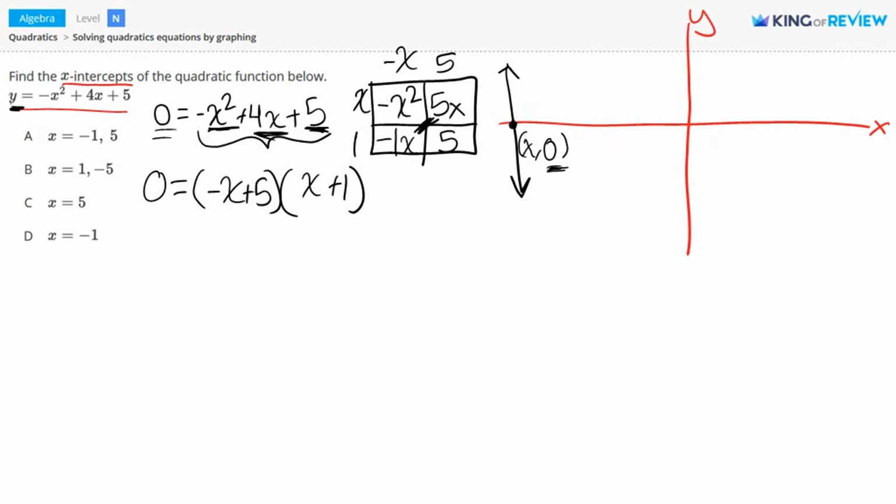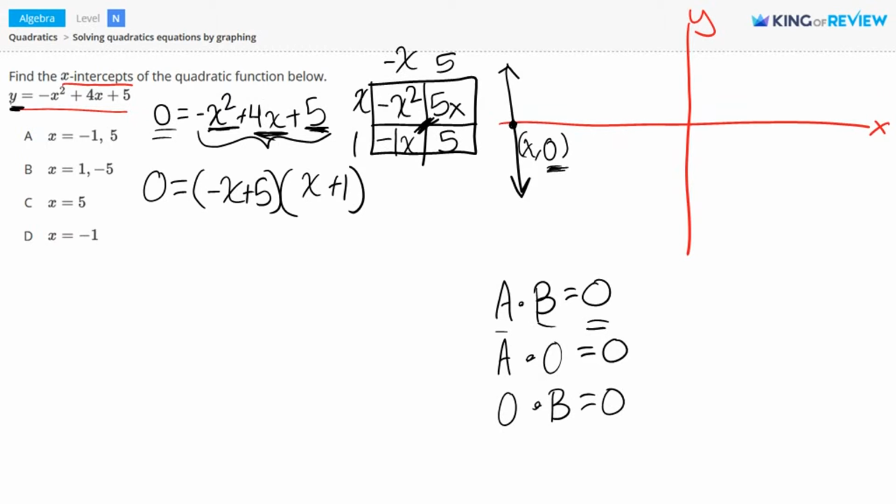Now to solve this, we'll use a property called the zero product property. If we have two numbers, let's call them a and b, and we multiply them together to get 0, this means that either a or b must have been 0 in order to get 0 for the answer. So we could have had a times 0 to give 0, or we could have had 0 times b give 0. Now applying this to our problem, if I set either of these two terms equal to 0, I'll get 0 for the answer here.